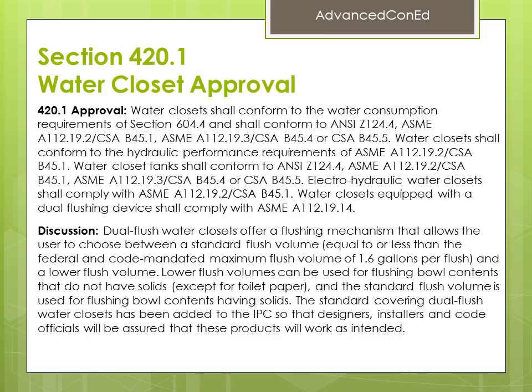Discussion. Dual flush water closets offer a flushing mechanism that allows the user to choose between a standard flush volume equal to or less than the federal and code mandated maximum flush volume of 1.6 gallons per flush and a lower flush volume. Lower flush volumes can be used for flushing bowl contents that do not have solids except for toilet paper, and the standard flush volume is used for flushing bowl contents having solids. The standard covering dual flush water closets has been added to the IPC so that designers, installers, and code officials will be assured that these products will work as intended.